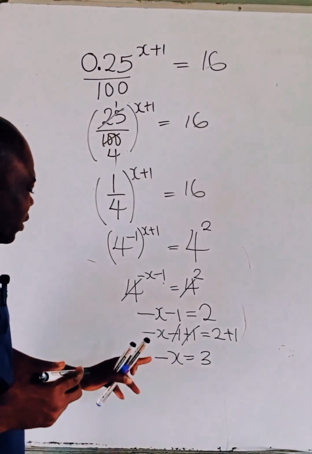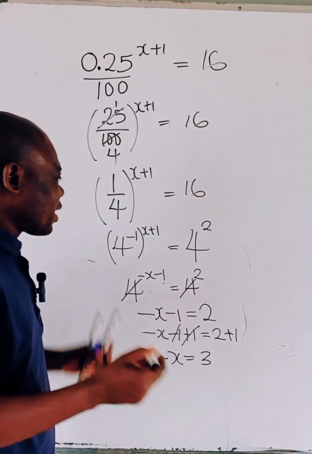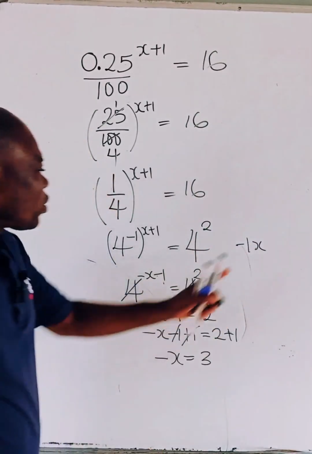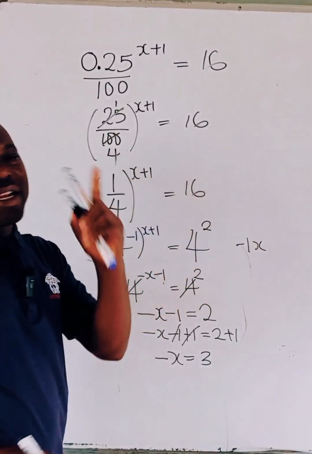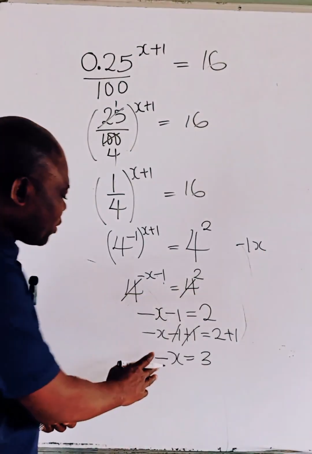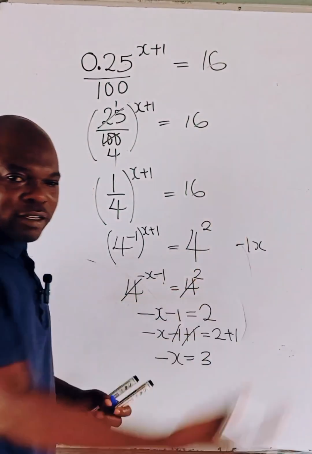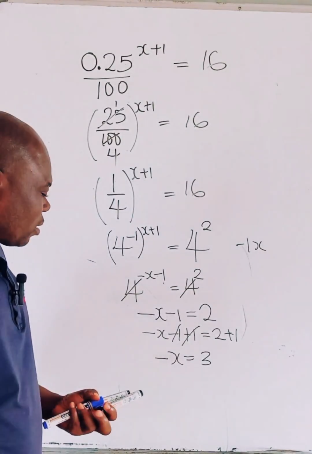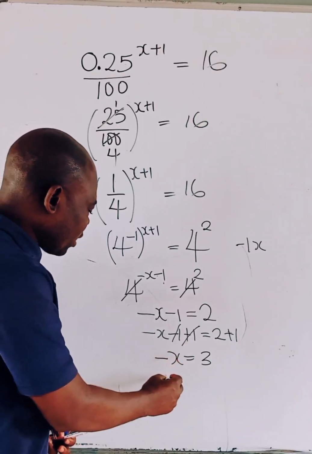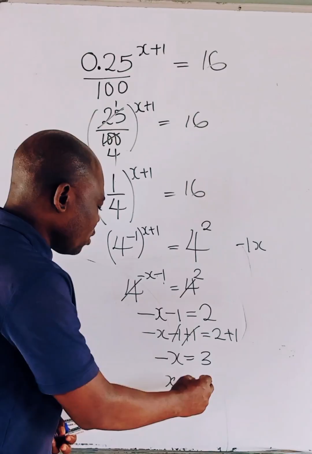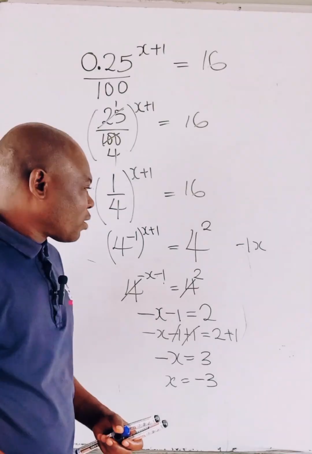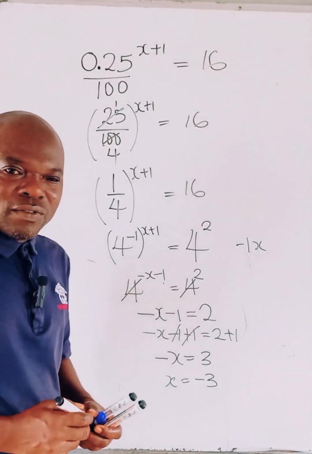This x standing here is standing as 1x, negative 1x. But because when x is already 1x, we don't usually put 1 there, we're going to divide both sides by negative 1. So we have this now, x to be negative 3. So the value of x in this expression is negative 3.